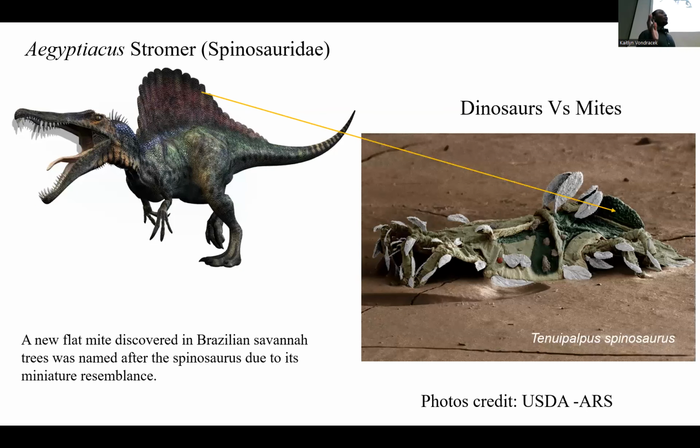But again, mites have it all, even to a point where they're copying dinosaurs. This was a really recently discovered and described species. So it was named after, which dinosaur is this one? Spinosaurus, exactly. And it has a striking resemblance. So this is a flat mite, Tenuipalpus spinosaurus, hence the name, recently described. So you can see that although they're small, they carry a lot of similarity with bigger organisms.